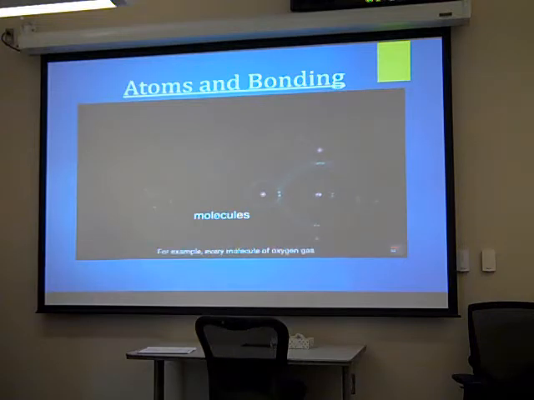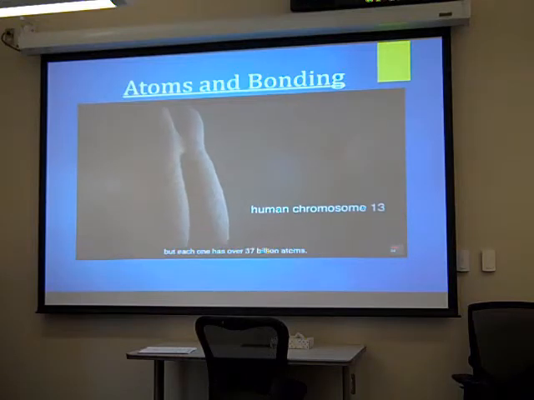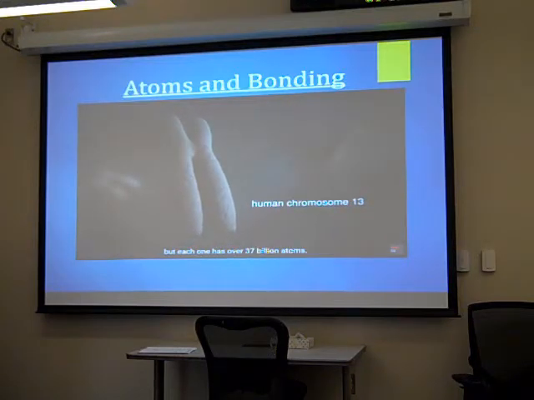They can be small. For example, every molecule of oxygen gas is made up of just 2 oxygen atoms bonded to each other. Or they can be really, really big. Human chromosome 13 is just 2 molecules, but each one has over 37 billion atoms. And this neighborhood, this city of atoms, is held together by the humble chemical bond.